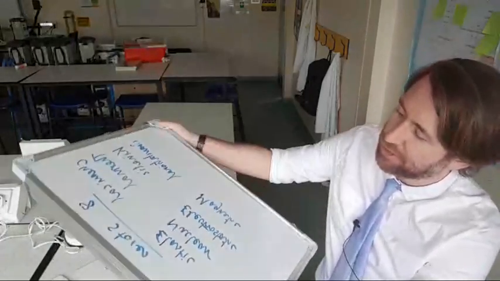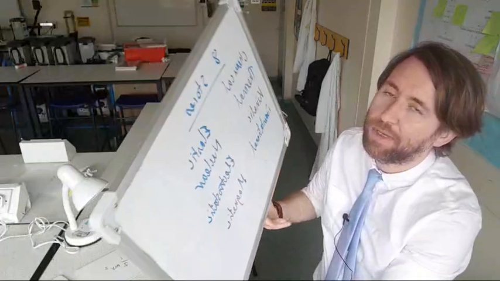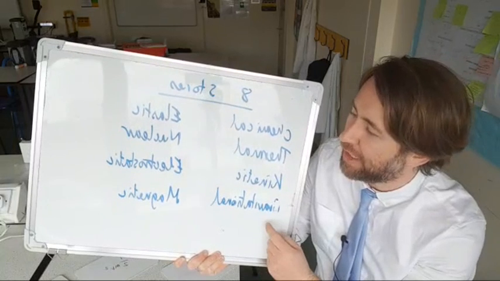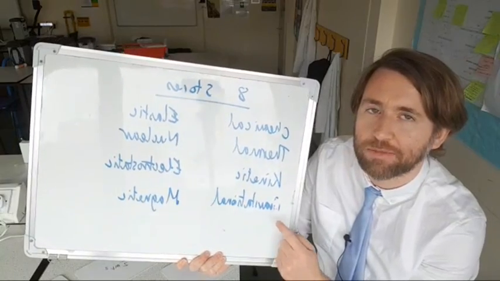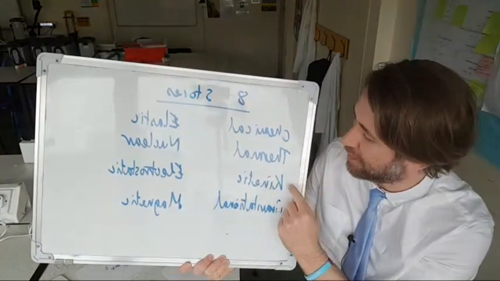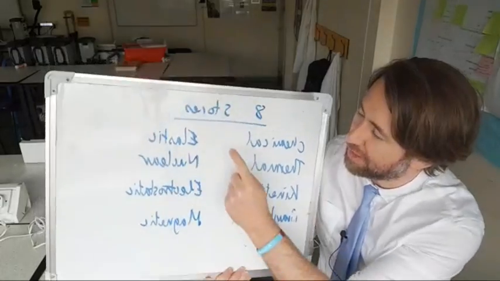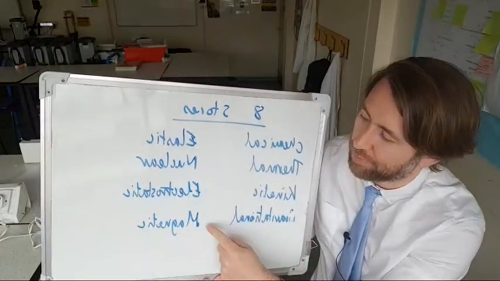So if your teachers have taught this to you, they may not have been referring to what we expect to see in the exams. We expect to see you talking about 8 stores. Learn the names of 8 stores: the chemical store, the thermal store, the kinetic store, the gravitational store, the elastic store, the nuclear store, the electrostatic store, and the magnetic store.